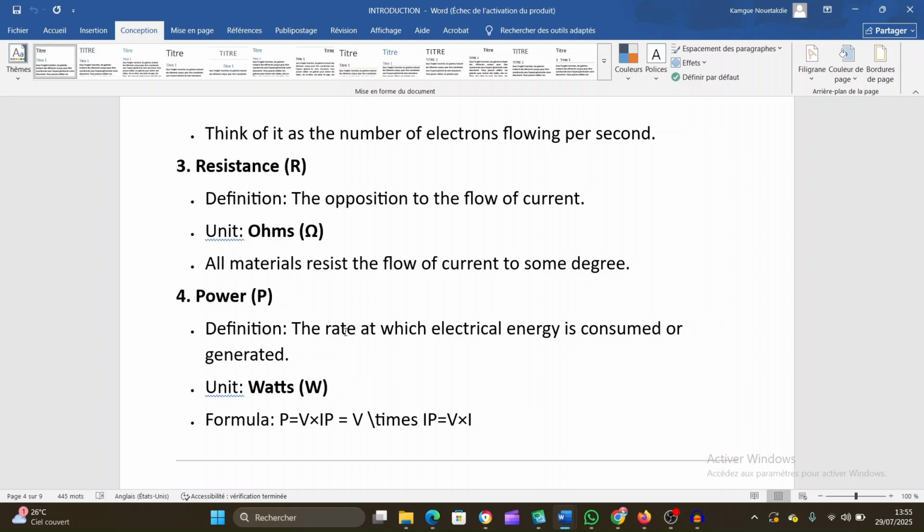The fourth electrical quantity we want to mention is power. We commonly hear people say this guy is very powerful, is very strong. So when it comes to electricity, how do we define power? Well, it is the rate at which electrical energy is consumed or generated.